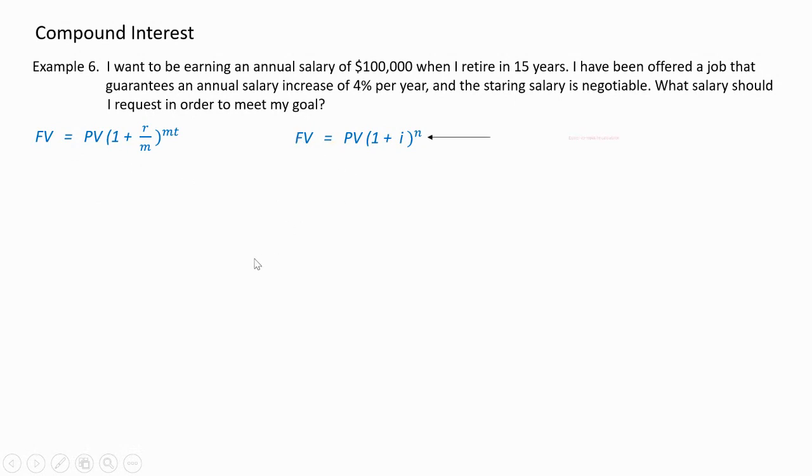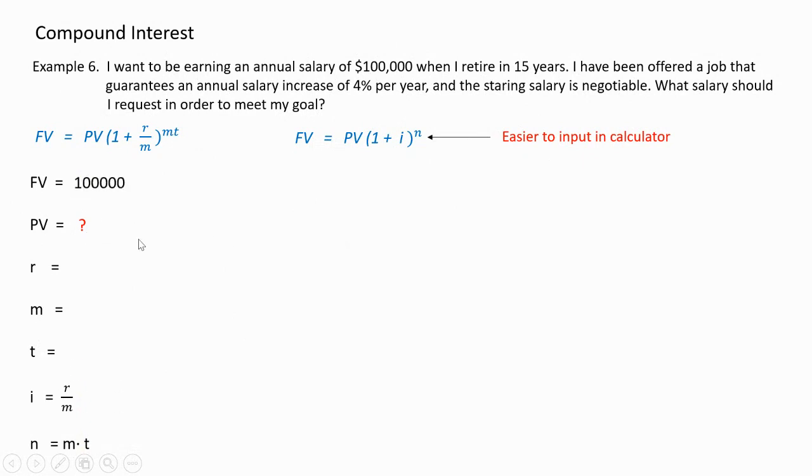But now, what are we looking for? Again, it's easier to put in the calculator. Remember, guys, it's always 7 things. Here we're looking for the present value, because how much money should I request right now? It says I have been offered a job that guarantees an annual salary increase of 4% per year, and the starting salary is negotiable. So you want to know the starting salary that you should ask for right now. What salary should I request in order to meet my goal? So we're looking for the present value. What salary should we ask right now in order to get 100,000 in 15 years?